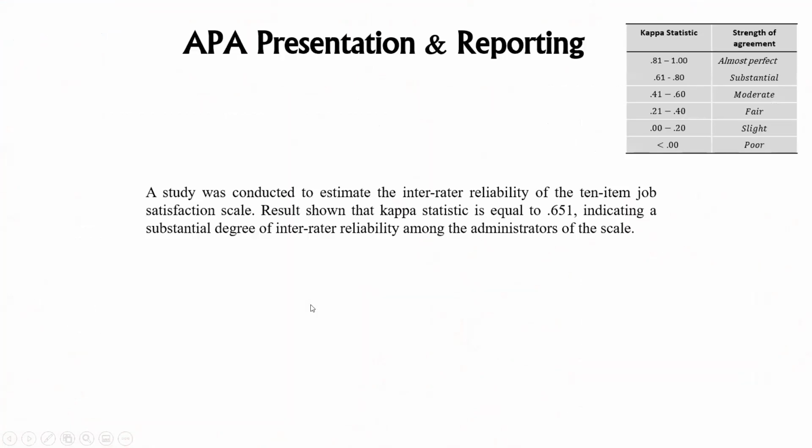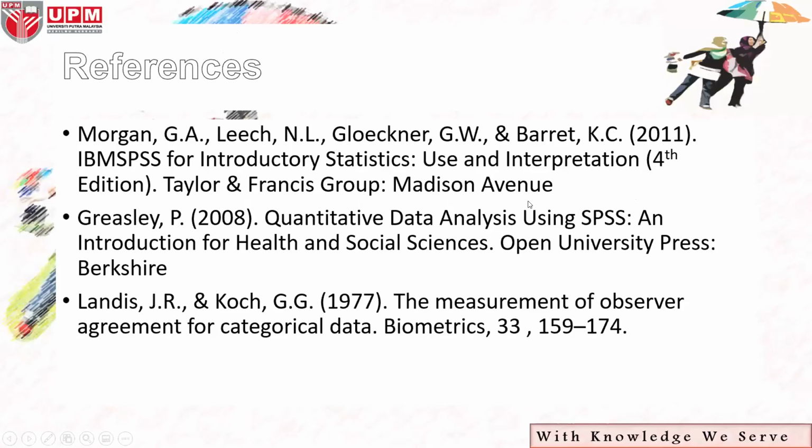Okay. This is the APA presentation for inter-rater reliability. It is easy. A study was conducted to estimate the inter-rater reliability of the 10-item job satisfaction scale. The results showed that the kappa statistic is equal to 0.651, indicating a substantial degree of inter-rater reliability among the administrators of the scale. That is enough. The reliability report is very short.